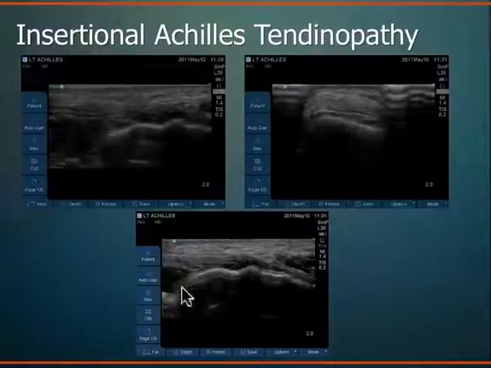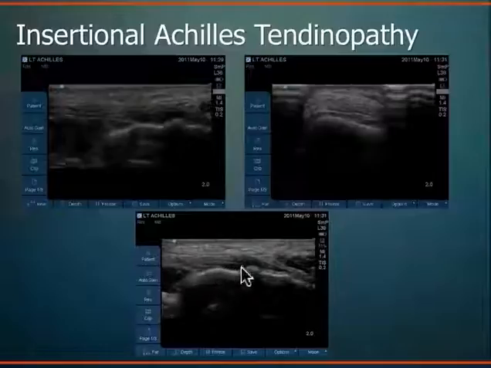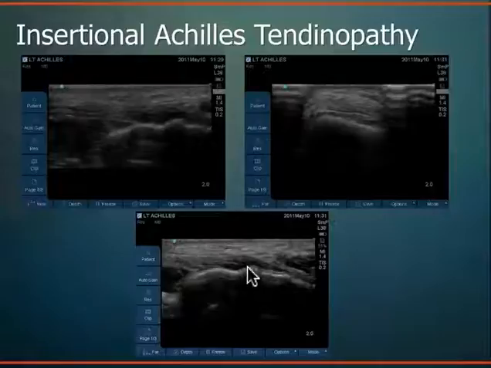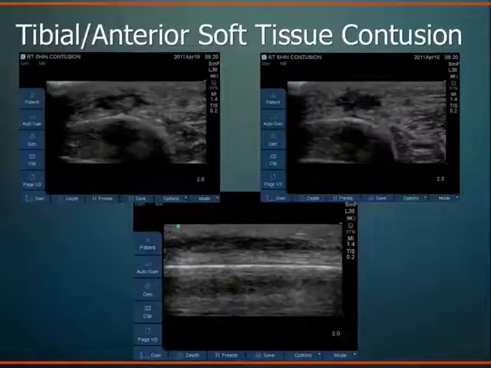And what you can see is the calcaneal insertion, Achilles tendon coming down here, and you're getting disruption of normal architecture. This was not anisotropy. As I move the probe around, that discrepancy stays there. That's a localized fluid collection, disruption of the insertion, and insertional Achilles tendinopathy is a very common diagnosis and very easily visualized on ultrasound.